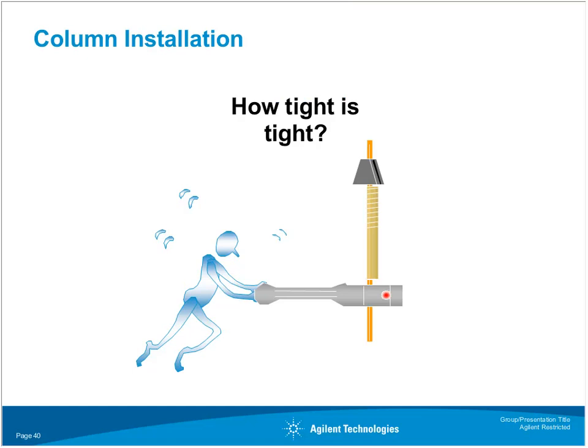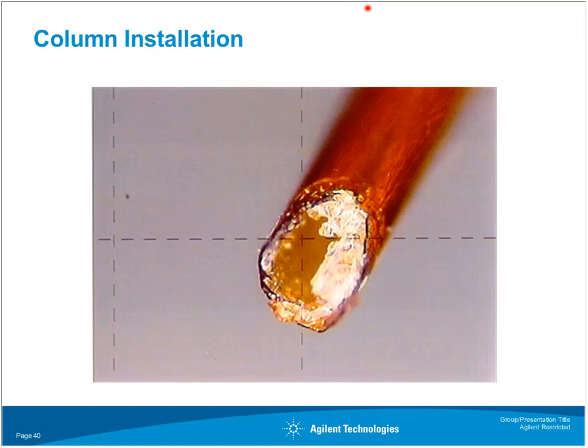How tight is tight? Typically you want to tighten it up, whether it's the self-tightening column nut that I just showed you or the standard column nut, until the column is snug in there, so you can pull on the column. As soon as you feel it get a little snug, turn it a corner turn, and it should be set.